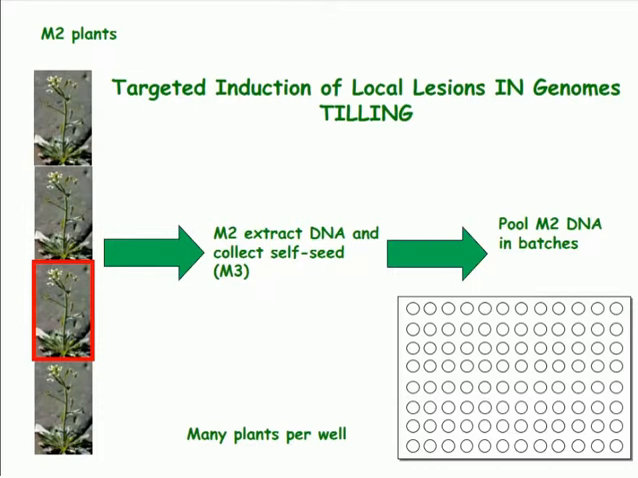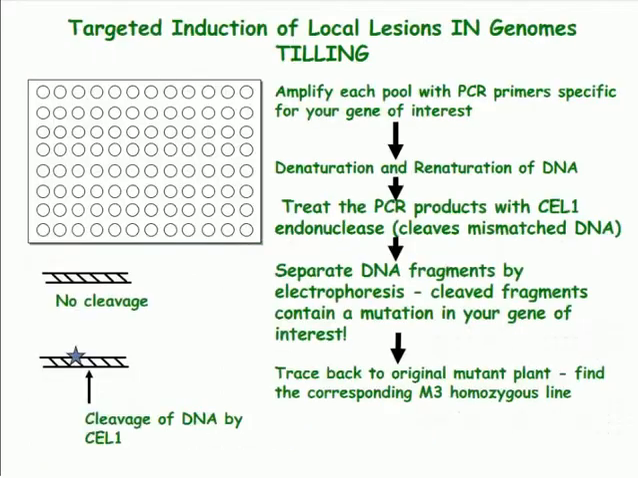You can make pools with different plants, so plant 1 here is always the same, but all the rest of the wells could be from different plants, so you can do different experiments in different ways. But the key thing is that you are going to pool DNA from different plants in the same well, okay? And this is very important because we are going to use what we call the DNA mismatch cleavage enzymes, which are going to be quite important.